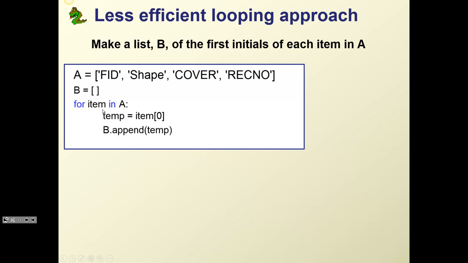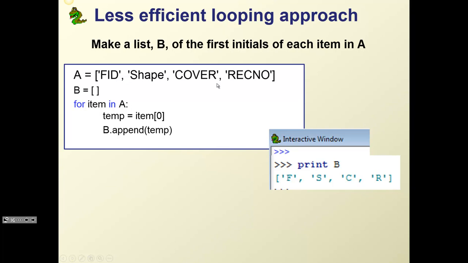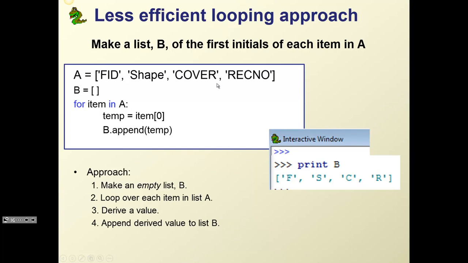And then when we loop around again, what's going to happen? Temp will become S, because item is shape. And what will the list be after we do this step in the second loop? FS. So in the end, it'll be FSCR after it steps through there 4 times. So that'll be the output.